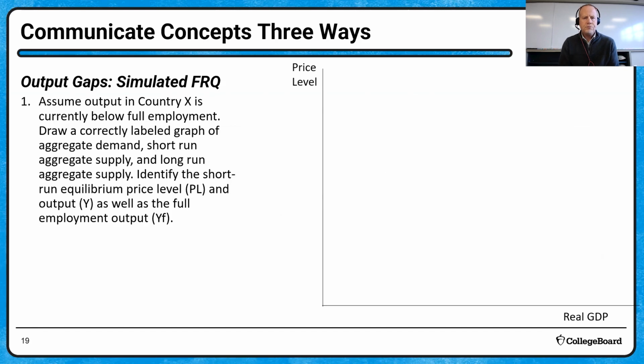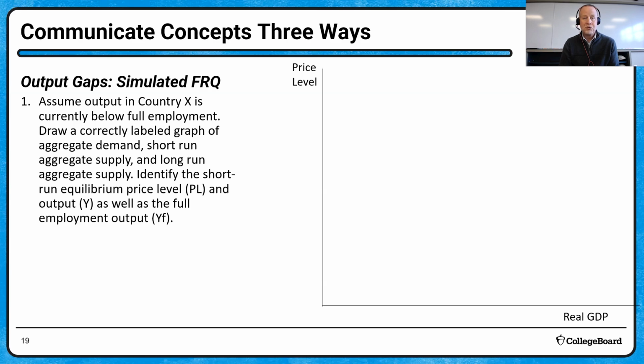First one, simulating output gaps. Assume output in country X is currently below full employment. Draw a correctly labeled graph of aggregate demand, short-run aggregate supply, and long-run aggregate supply. Identify the short-run equilibrium price level and output, as well as full employment output. So this is very straightforward. This is just pure practice. This is almost like a warm-up at the start of class. Go ahead and pause the video, draw that graph, and we'll check our work, make sure it makes sense.